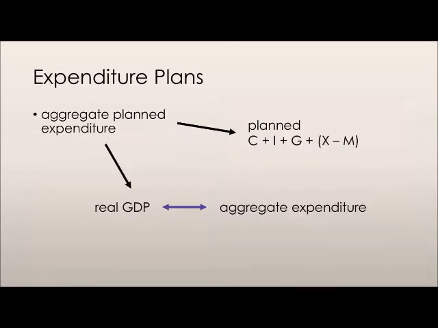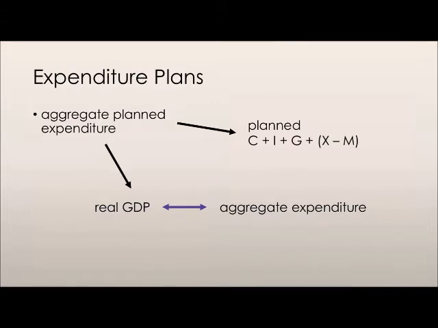Aggregate planned expenditure is the sum of planned consumption, investment, government spending, and exports minus imports. And if you think about it, C + I + G + X - M is equal to real GDP. So when we talk about planned expenditure, because it's the expenditure method of calculating real GDP, we're going to say that this is aggregate planned expenditure.